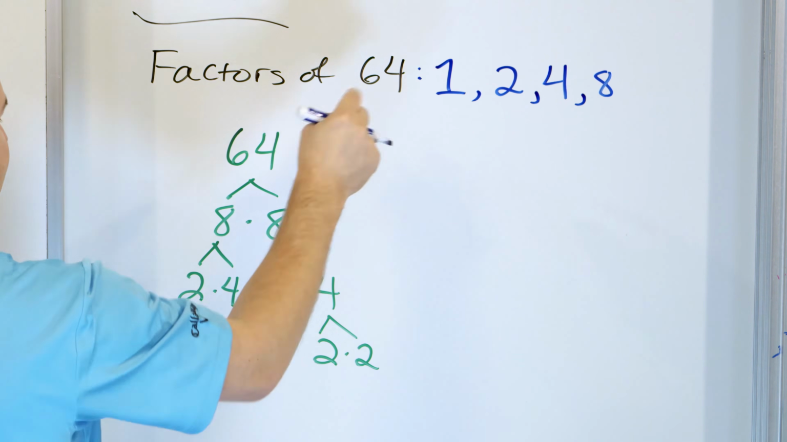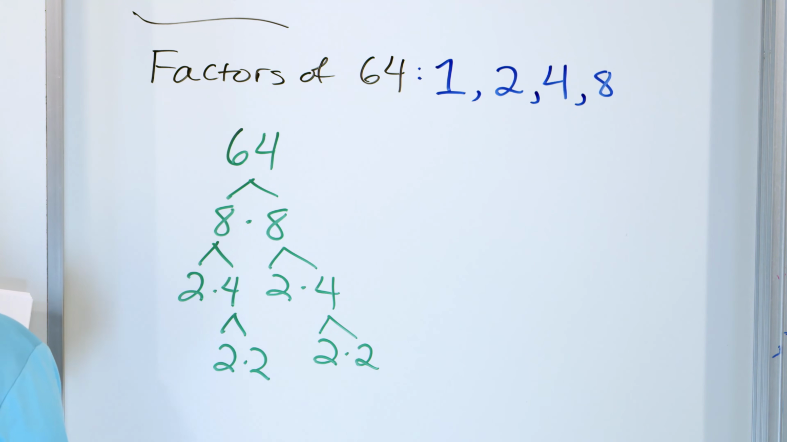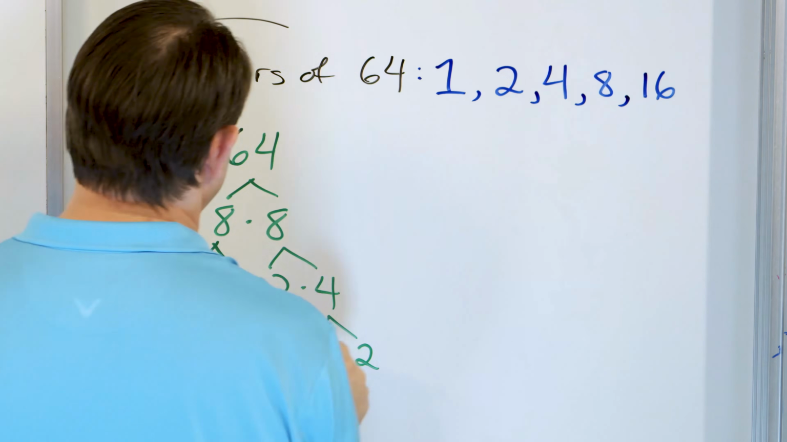2 times 2 is 4. That's already in my tree. 4 times 2 is 8. That's already in my tree. So what about 8 times 2? That's going to be 16, so I need to write that down. 8 times 2 is 16.